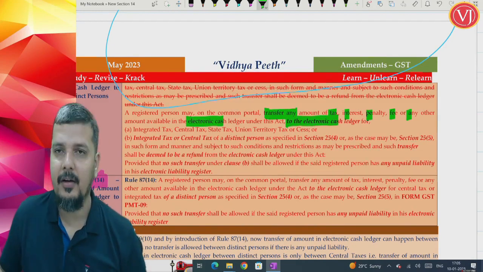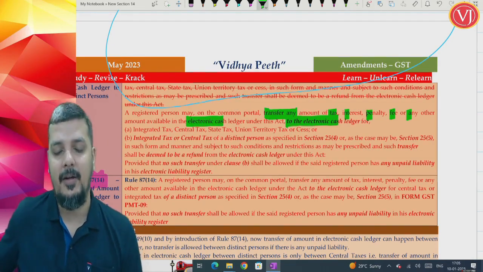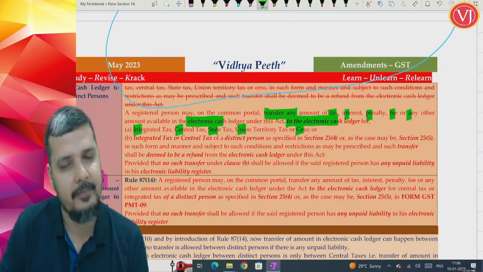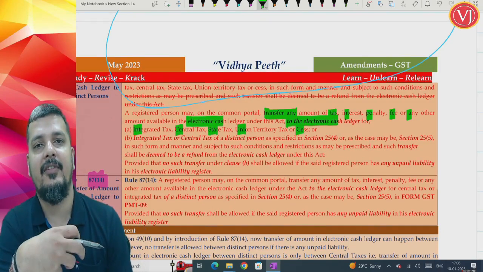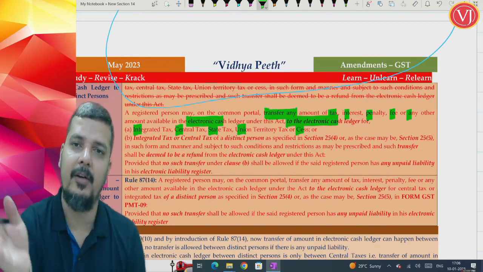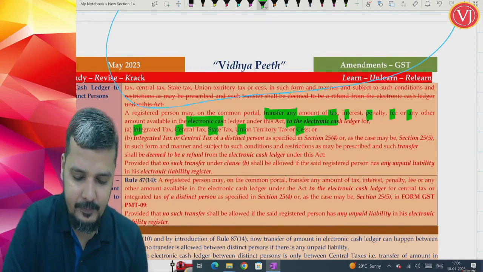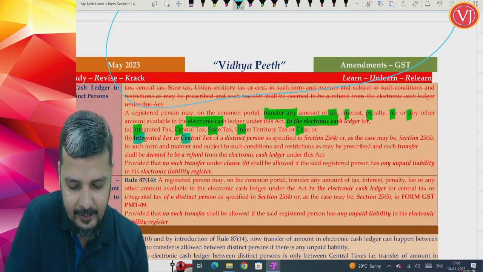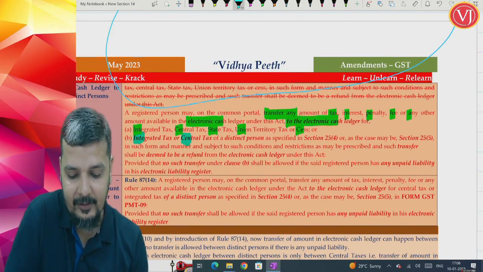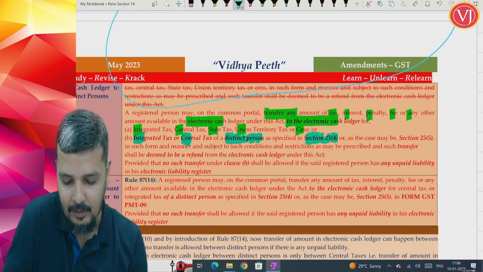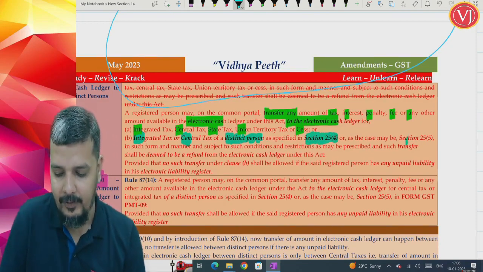So I can transfer from one minor head to another minor head, whether it is of IGST, CGST, SGST, UTGST or cess. From CGST tax ledger, I can transfer it to IGST penalty ledger. So that is possible. That was already there. There's nothing new here. The new portion is now IGST or central tax. Now it is only IGST and central tax, not all the taxes. Only IGST or central tax of distinct persons as specified in Section 25, Subsection 4 or Section 25, Subsection 5.